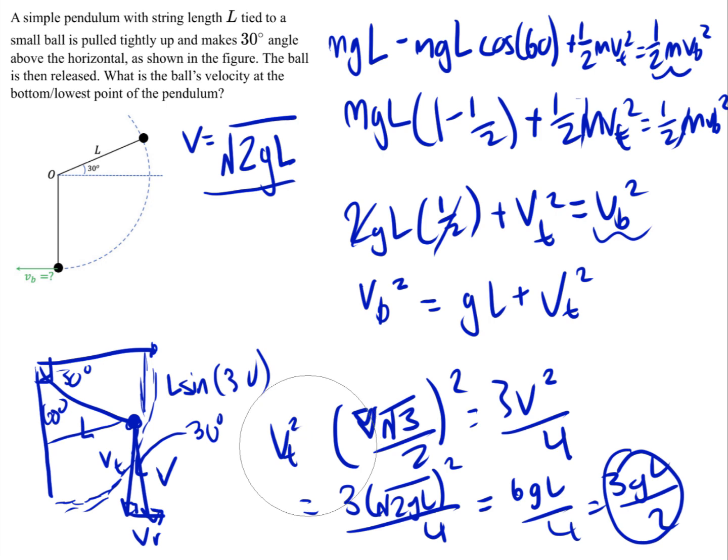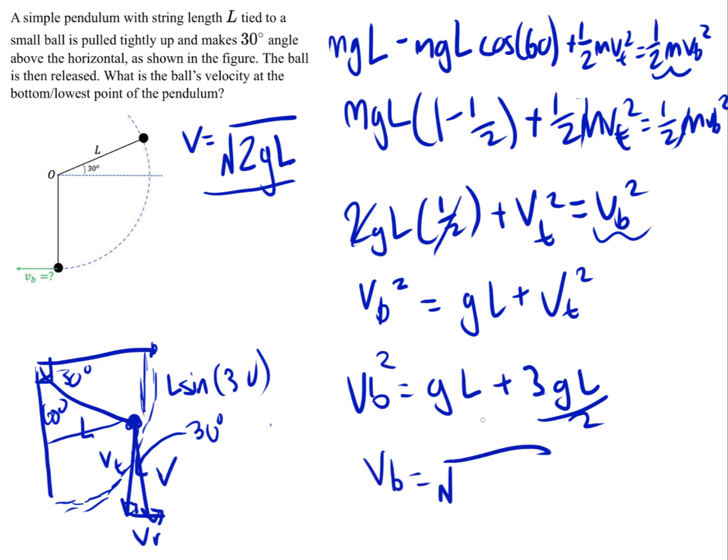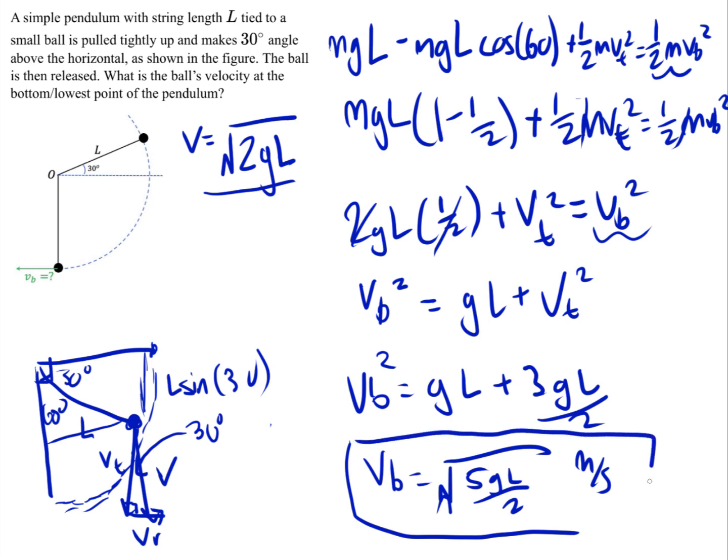So I'm going to go ahead and plug that back in to get that the velocity at the bottom squared is equal to gL plus 3gL over 2. And then now we just need to square root that. And gL plus 3gL over 2 is simply 5gL divided by 2. And our answer is going to be in meters per second. And this is the velocity at the lowest point of the pendulum.